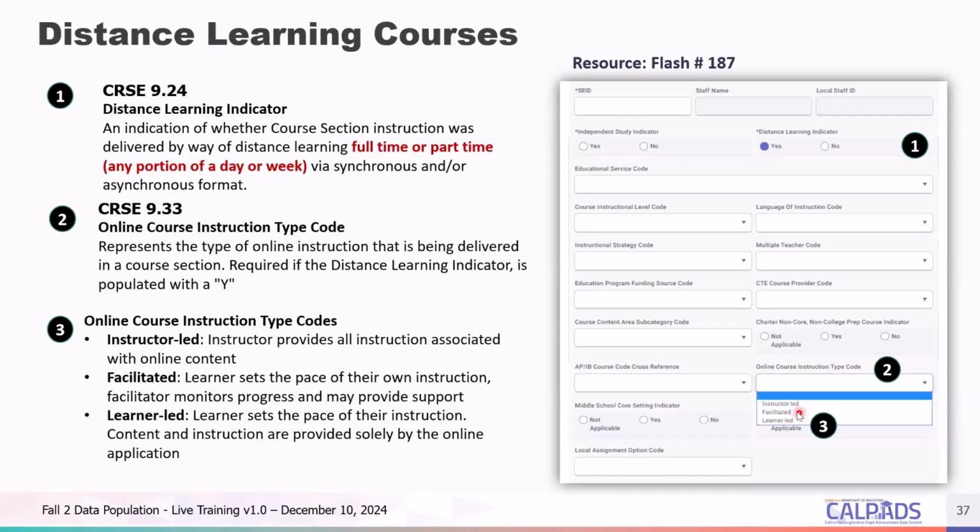And then the final online course instruction type code that can be submitted is learner led. And this indicates that the learner sets the pace of their instruction and that the content and instruction are provided solely by an online application. LEAs should continue to use this code when the content and instruction are provided solely, again, by the online application. The online content system must provide all instruction and issue grades for the course in order to use the learner led online instruction type code. All right, and that concludes our discussion of distance learning.